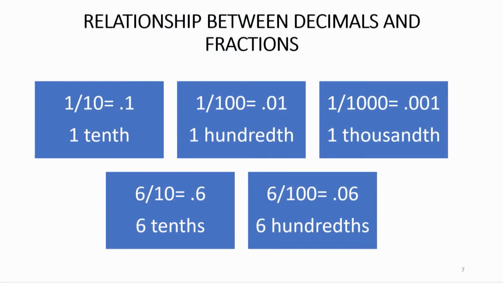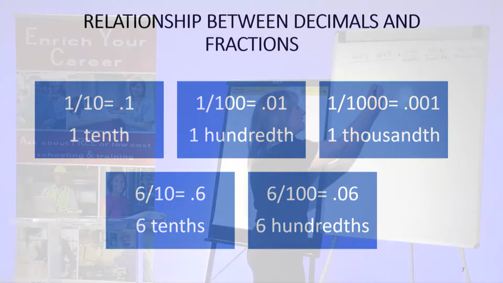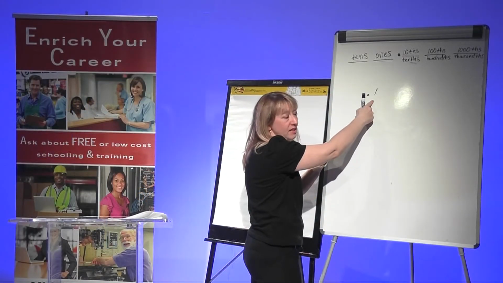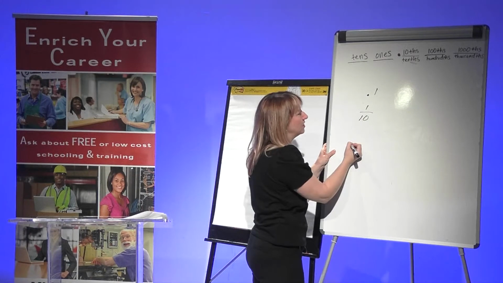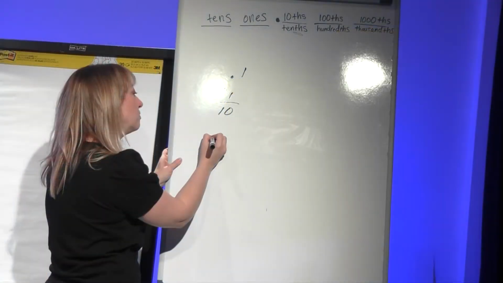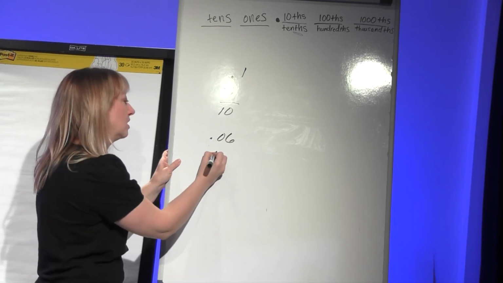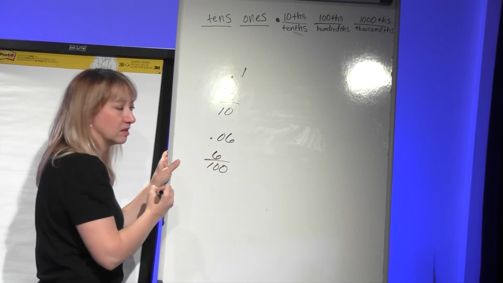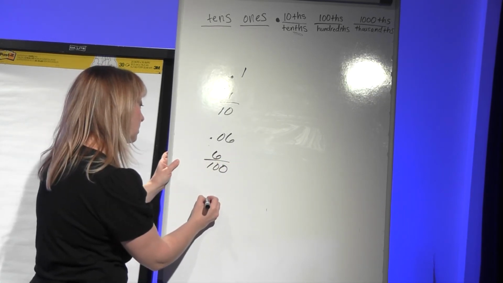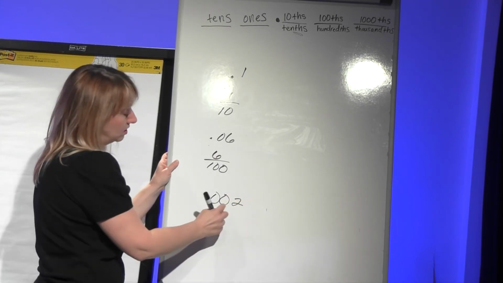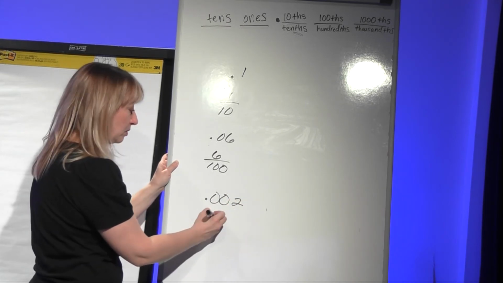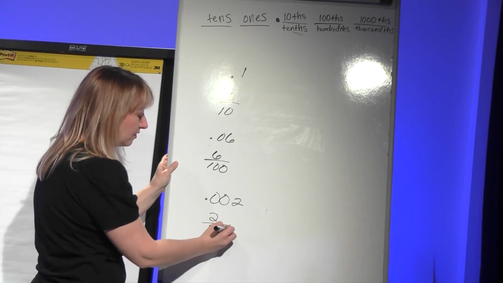Okay, this next slide just explains the relationship between fractions and decimals. So again, if you have a number in the tenths place, that means it's out of 10. If you have 0.06, you have the 6 in the hundredths place, so that would be 6 out of 100. If I have 0.002, that 2 is in the thousandths place, so that would be 2 out of 1,000.